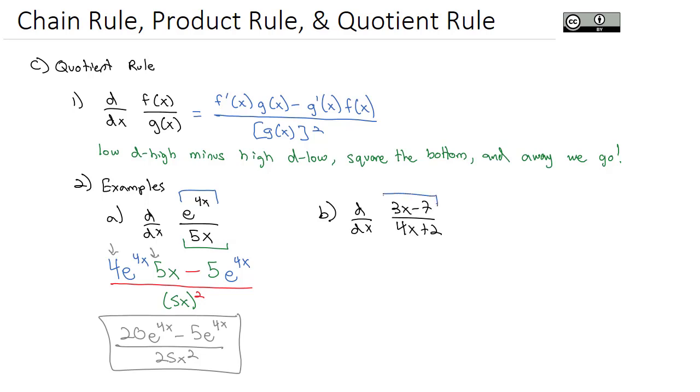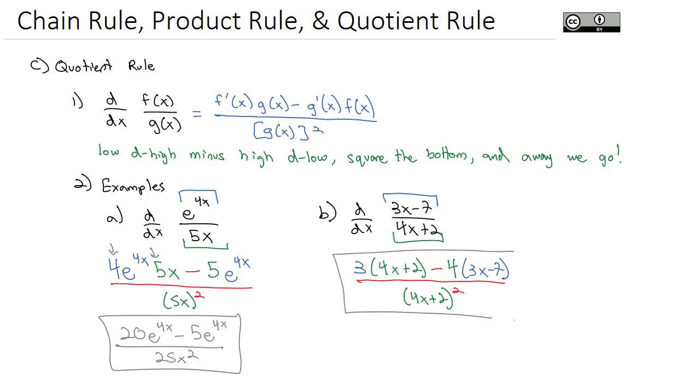Again, we've got a top function, and we've got a bottom function. So when we take the derivative of the top, we just get 3. And it gets multiplied by the bottom, which is 4x plus 2. Minus, now we take the derivative of the bottom, which is 4, and multiply by the top, which is 3x minus 7. And we put that all over the denominator, which is 4x plus 2, and we square it. That is our derivative using the quotient rule.